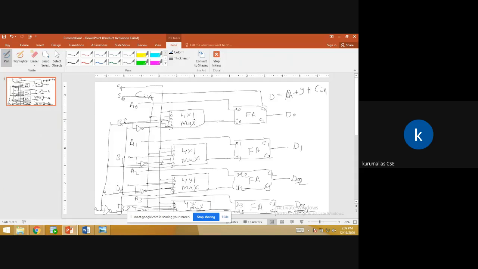So if you give S1 S0 as 0 0, C in is 0, C in is already 0. Y is selecting the data from B. So if it is 0 0, we can select D equal to A plus Y, which is B, plus 0, meaning D equal to A plus B, right? So if you give 0 0, take one more.